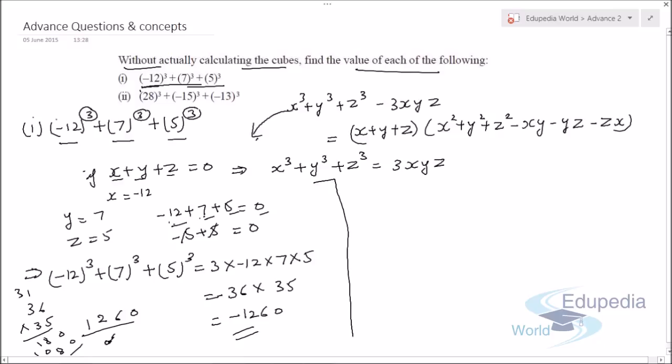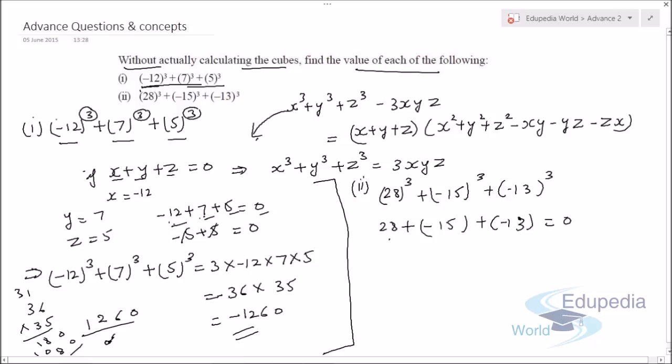So similarly, we'll discuss the second question. The second question is 28 whole cube plus minus 15 cube plus minus 13 whole cube. So again we can check if 28 plus minus 15 plus minus 13 comes out to be 0. How? 28 minus 15 will be 13, plus minus 13 is minus 13, which will be 0.